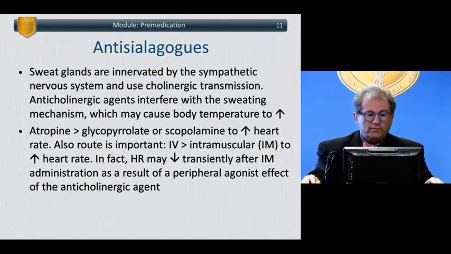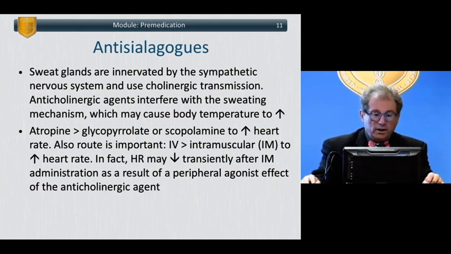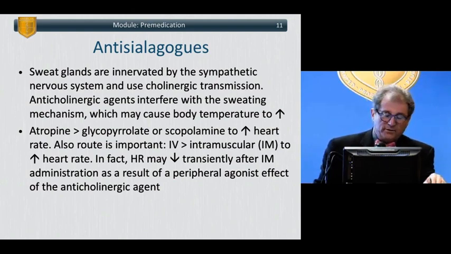Anti-sialagogues also affect sweat glands because the sweat glands are innervated by the central nervous system and use cholinergic transmission. This may lead to an increase in body temperature, and the effect may be substantial at large doses of the anticholinergic agents. In terms of heart rate, as we mentioned, atropine has the greatest effect, much greater than glycopyrrolate or scopolamine. And the route of administration affects how much the heart rate increases, with intravenous administration of atropine causing a much greater increase in heart rate than intramuscular. And some have suggested that actually heart rate decreases transiently after intramuscular administration of atropine because of a peripheral agonist effect of the anticholinergic agent.